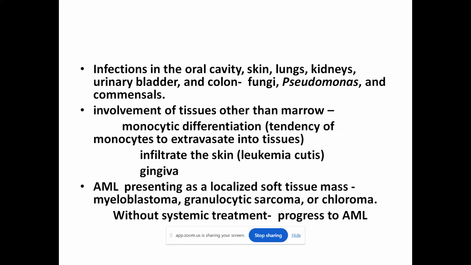Infections due to fungus and Pseudomonas can occur, and these blast cells can go on to involve other soft tissues. If they are monoblastic cells, they infiltrate the skin. That is called leukemia cutis. And the monocytic differentiated cells will accumulate within the gingiva also. And if the AML presents as a localized soft tissue mass, that is called a granulocytic sarcoma or chloroma.